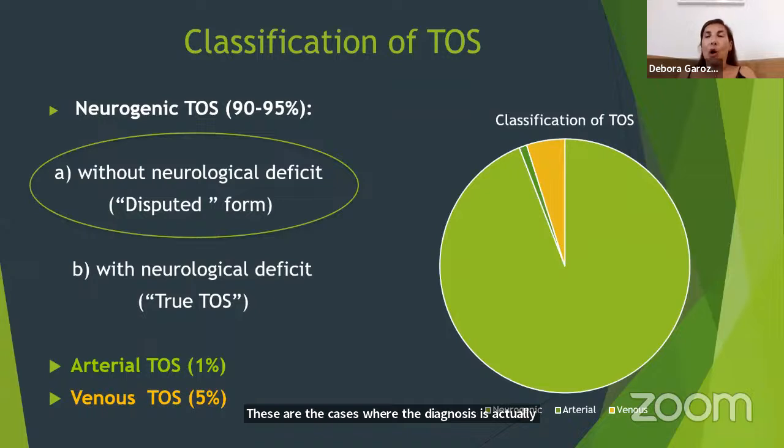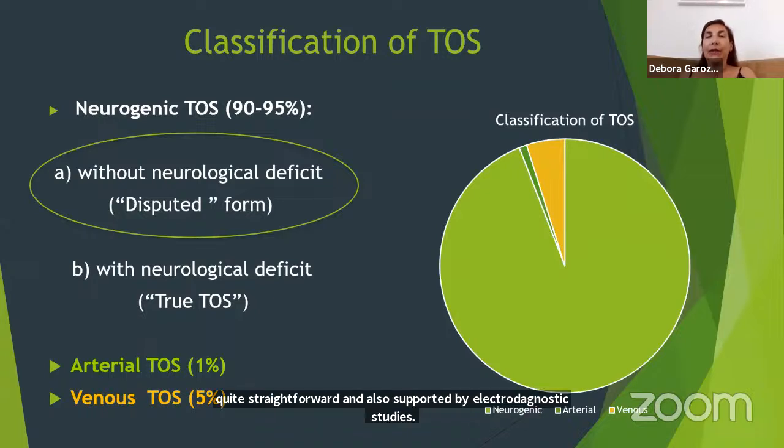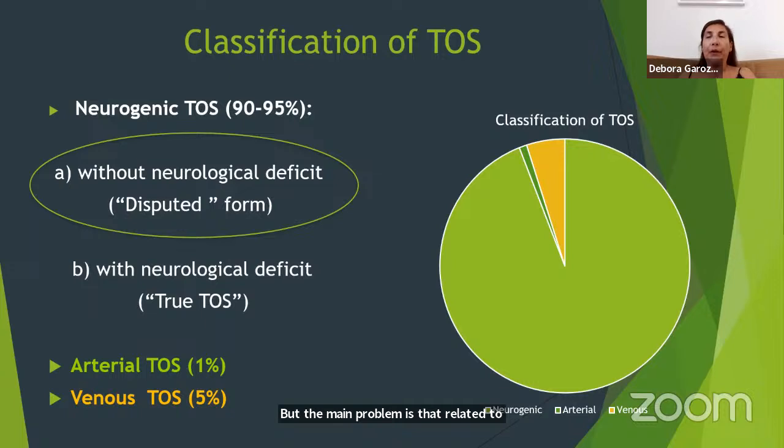But the main problem is that related to the diagnosis of the big group of these patients, those that do not present neurological deficits, and when the syndrome is only manifest because we have the so-called irritative symptoms, pain and paresthesias radiating on the upper extremity.